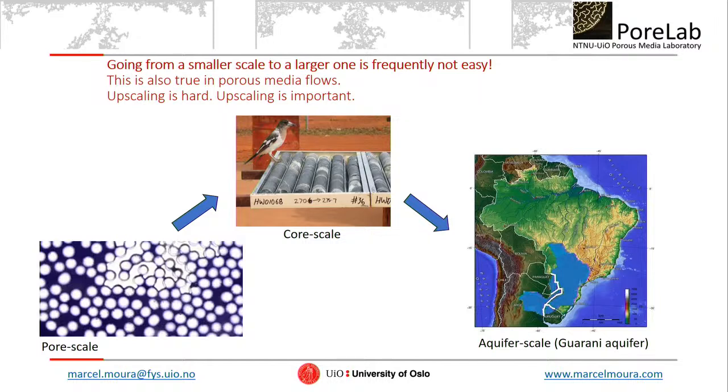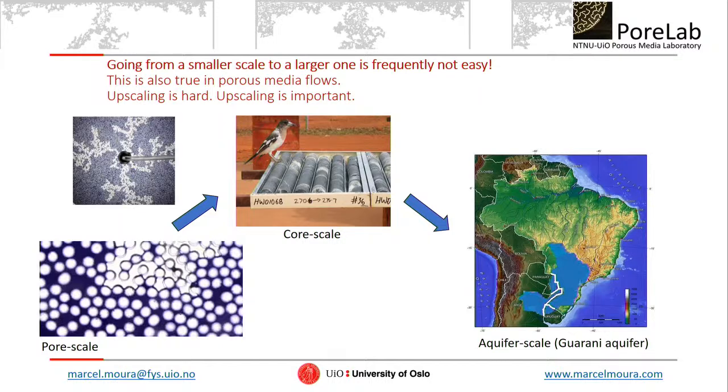And then going from there to this scale here, the aquifer scale, this is the Guarani aquifer in South America. There is enough water there to feed the whole world population for something between 200 years to 1,000 years, depending on what kind of model for the growth of population you use. So these things are very hard. The experiments that I'm going to be showing are somewhere between these two scales.